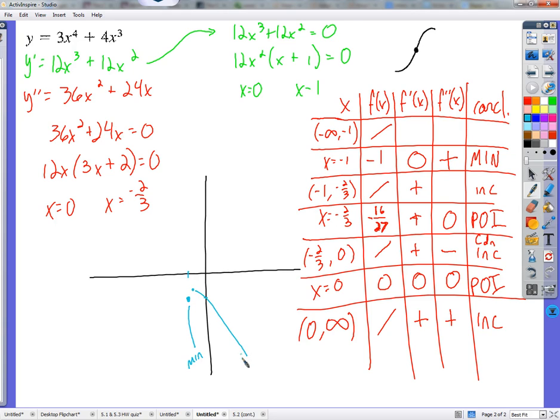That is a point of inflection. Coming down here, it's concave down. We've got the point of inflection. We've got a zero slope and a point of inflection at 0, 0. Here f prime of 0 is 0, so it's horizontal, and we have a point of inflection as well.